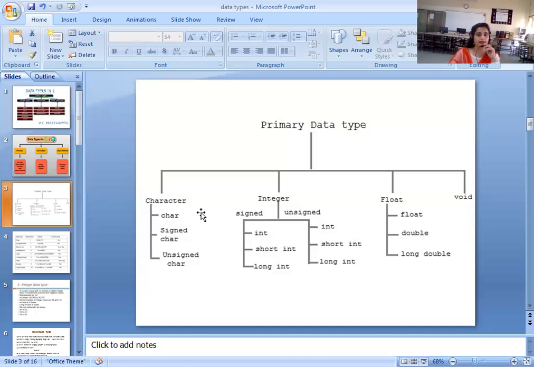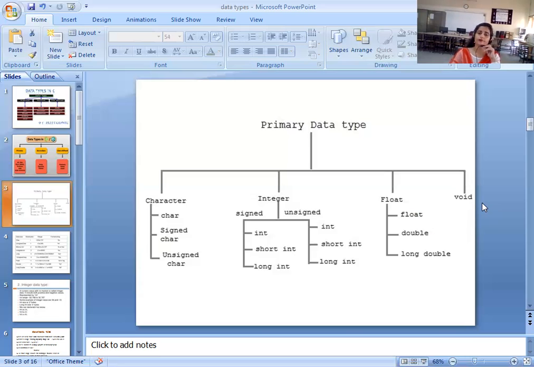And now the third primary data type is character. In this character we will mention only characters, that is the alphabets. If we need to write any name, any alphabet, then the character data type is utilized to write any kind of characters. And for the character, the keyword that is used is char. Signed char, unsigned char are also there, but they are least utilized. And similarly in case of float, the keyword used is float. Double and long double floats are also there.